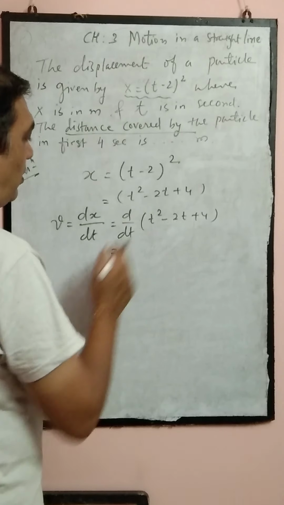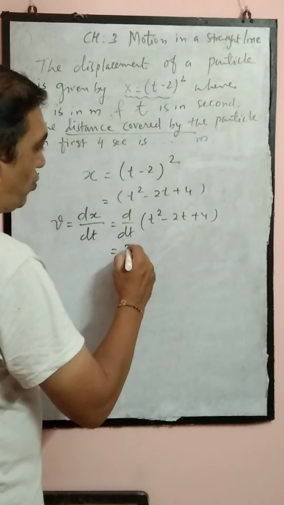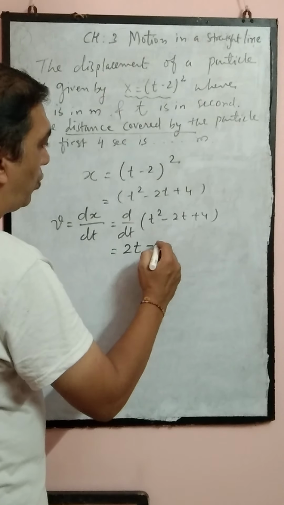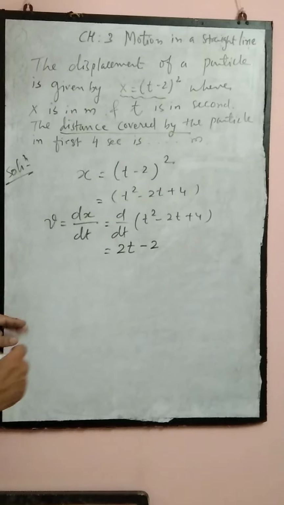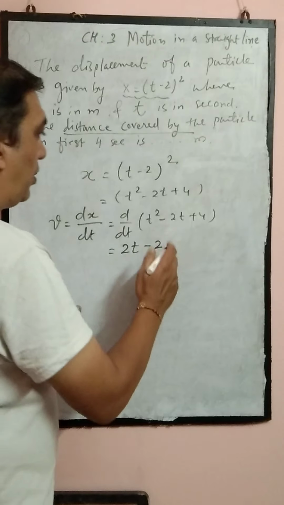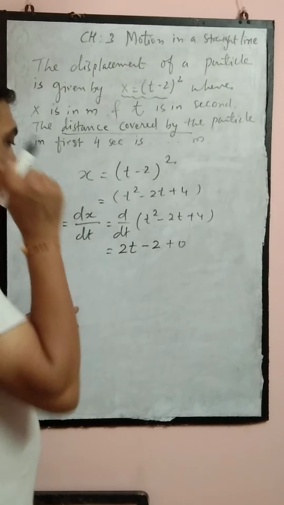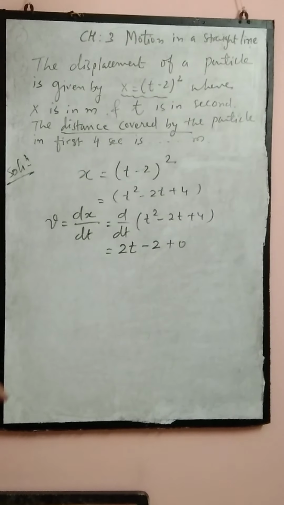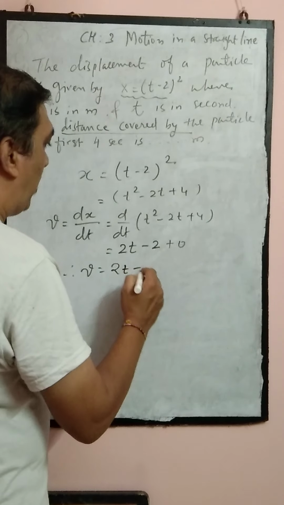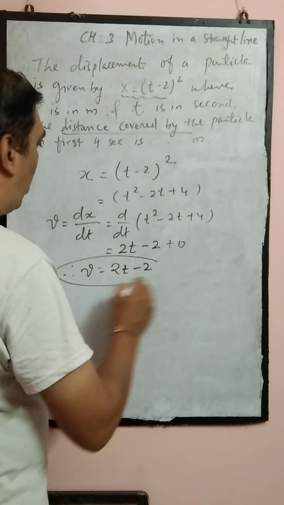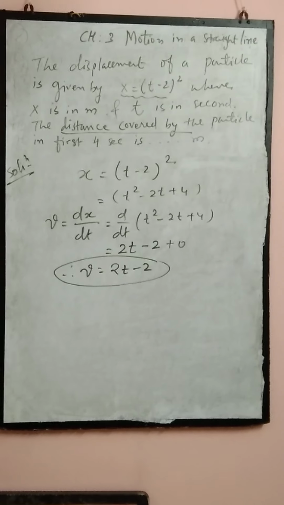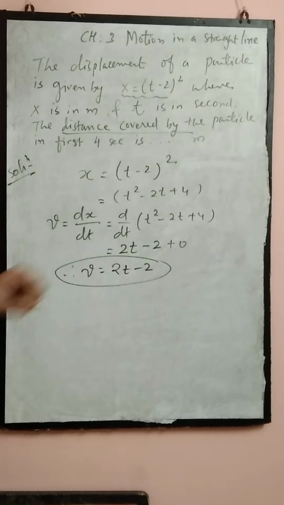Differentiation of t square is 2t. Again, minus 4 into t to the power 0, so what will we get? Minus 4 only, plus 0. 4 is a constant number, so its differentiation is 0. That means we are getting v equal to 2t minus 4. Now, this equation is very important. This is the velocity expression. Velocity is varying with time.